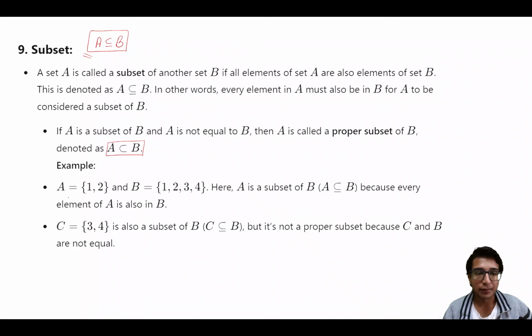So let us take an example here. Let's say A is {1, 2} and B is {1, 2, 3, 4}. So here I can say A is a subset of B, because every element of A belongs to B. Now C {3, 4} will also be considered a subset of B. But let's say if I have A as {1, 2, 3, 4}, then what can I say? Then A is a proper subset of B.